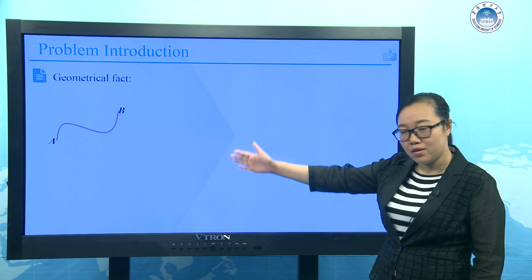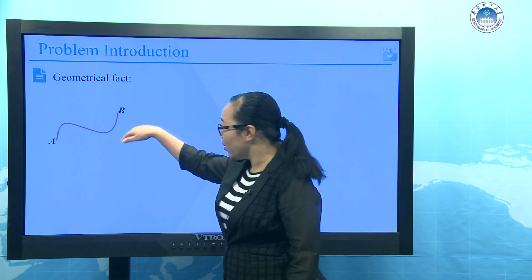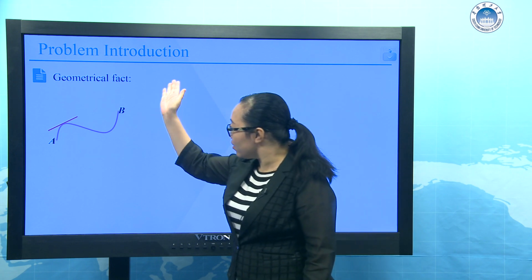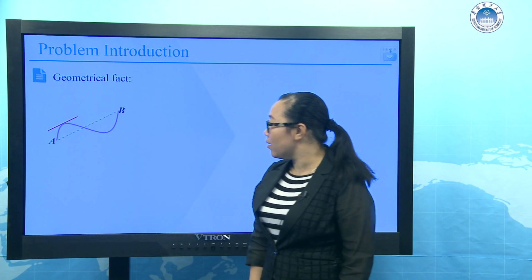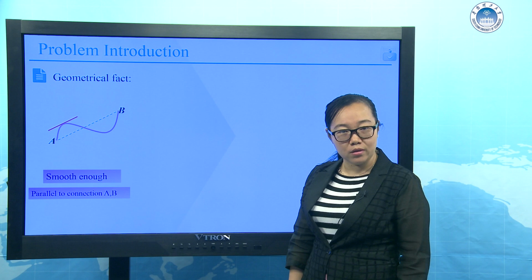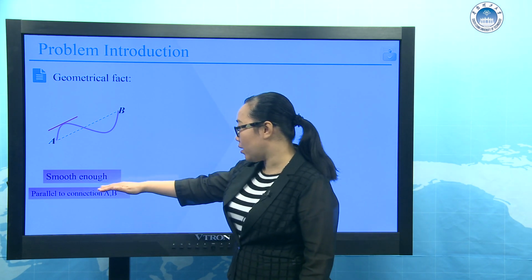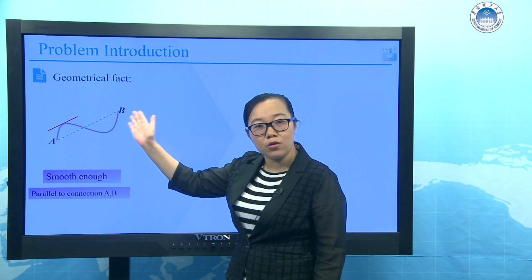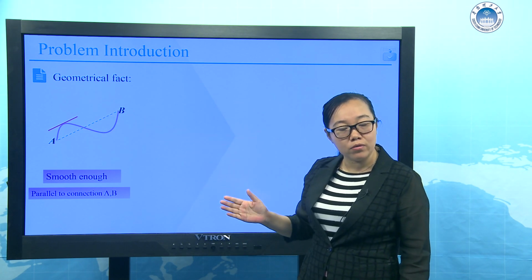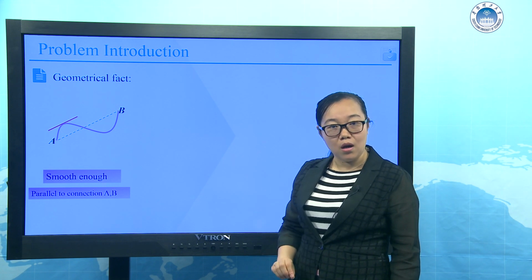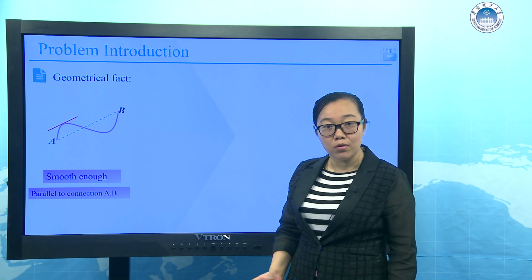Look at the figure. It is a curve. In the pink curve, we can find a straight line. How to write it? If the pink curve is smooth enough, we can find a straight line parallel to the line through A and B. How to find it? It is our question.